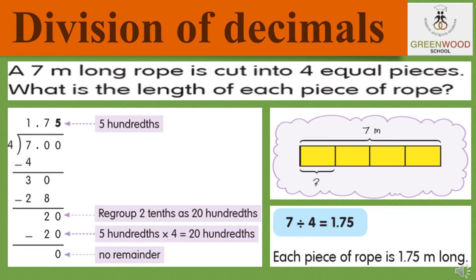Now 4 ones are 4. 7 minus 4 is equal to 3. We'll put the decimal point in the answer. We'll just bring the 0 down. So the number becomes 30. 4 sevens are 28. 30 minus 28 is equal to 2. We'll bring the last 0 down. So the number becomes 20. 4 5s are 20. 20 minus 20 is equal to 0. That means we don't have any remainder. Therefore, 7 divided by 4 is equal to 1.75. Each piece of rope is 1.75 meter long.